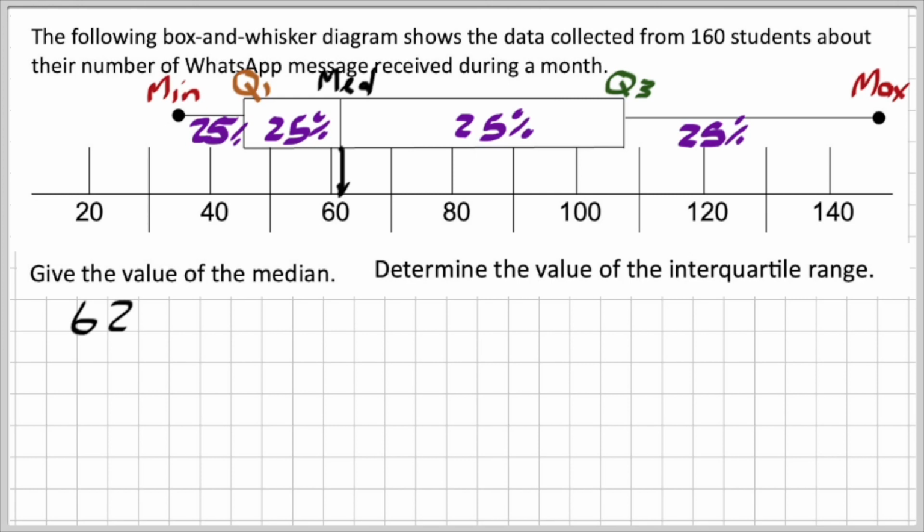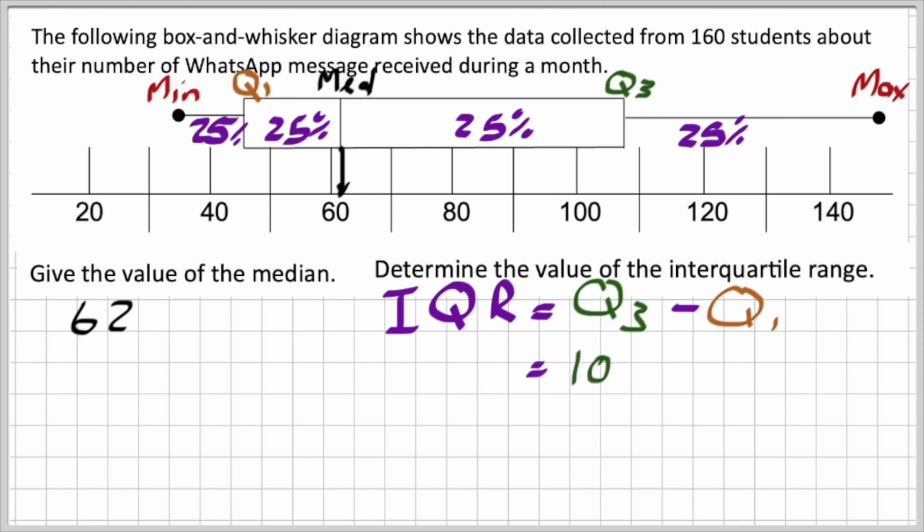Next question, determine the value of the interquartile range. So what is the formula for interquartile range? Well, that's Q3 minus Q1. And that is 108 minus 46, which is 62.